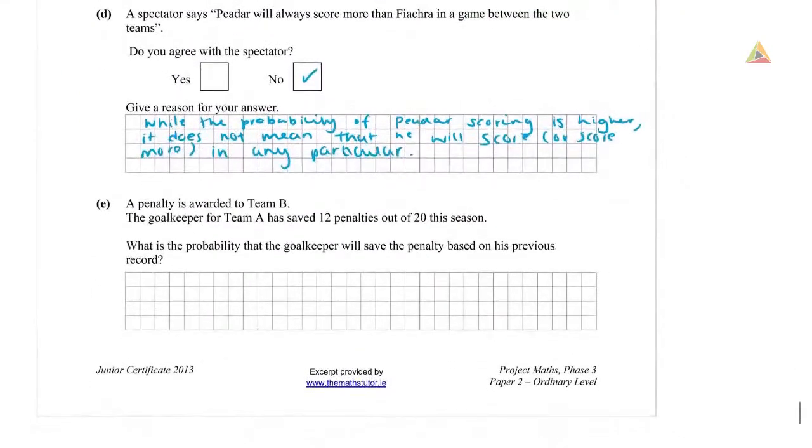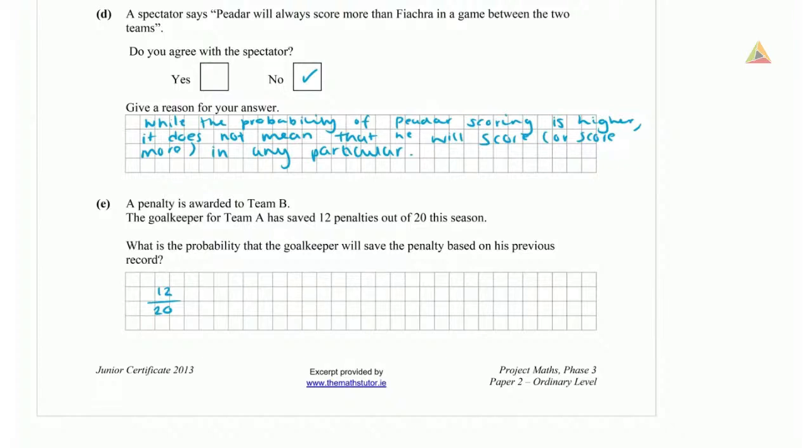So the last part of the question here, a penalty is awarded to Team B. The goalkeeper for Team A has saved 12 penalties out of 20 this season. What is the probability that the goalkeeper will save the penalty based on his previous record? Okay, so you're completely basing this on his previous record. So out of a total of 20 penalties, this particular goalkeeper has managed to save 12. So that's his probability of saving another penalty.